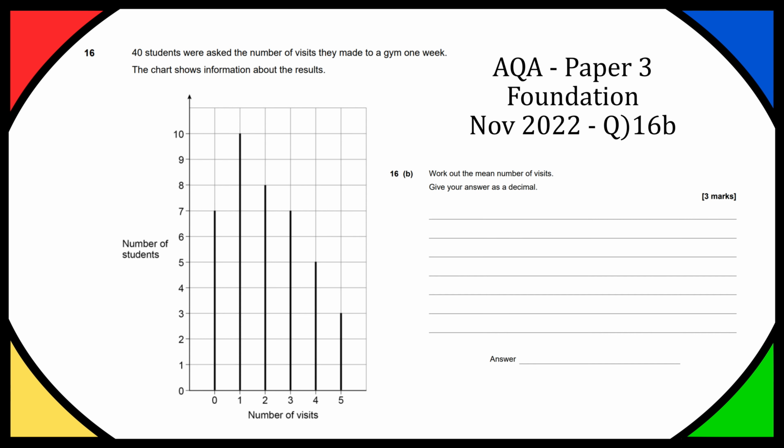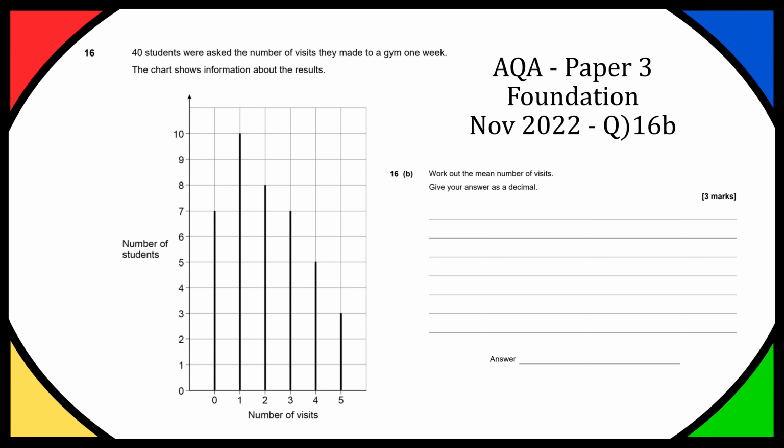Hey everyone, so today we're doing question 16b and we're going to be working out the mean number of visits. This is from the past paper link down below, and just a quick recap of the question. With 40 students and they were asked the number of visits they made to a gym one week. The chart shows information about the results. We have the chart here and it shows the number of visits and how many students went for those number of visits. So question 16b asks, work out the mean number of visits, give your answer as a decimal, and it's a 3 mark question.